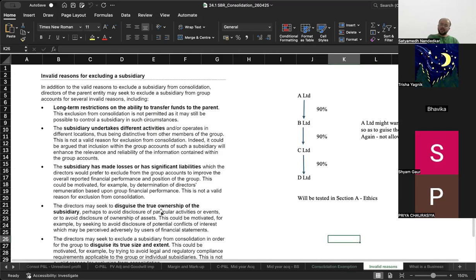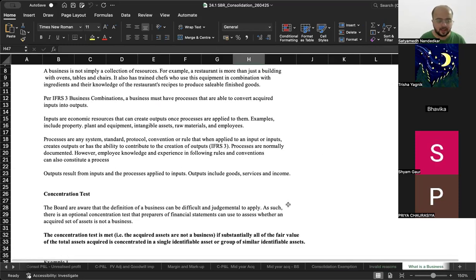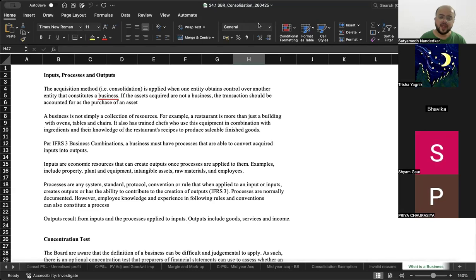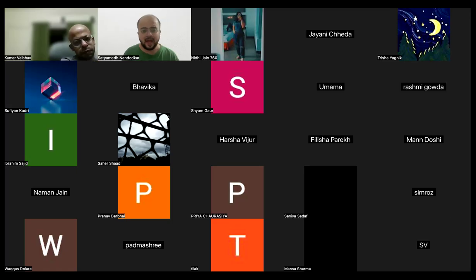Apart from these, if there is any other reason that the company has given in the question, saying that because of this reason we have decided not to consolidate, then you should ignore that reason and say that you are not compliant with the requirements of the accounting standard. And apart from these two reasons, there is no other valid reason which you can use for justifying the non-consolidation of the subsidiary entity. Now, let's talk about IFRS 3, which is about business combination.